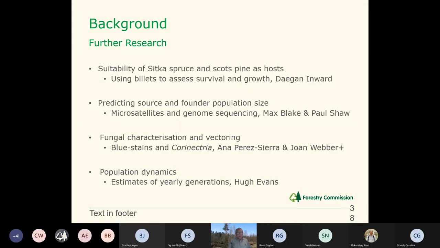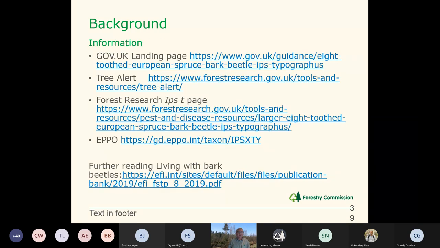There is certainly an awful lot of information I could provide on either the behaviour or on the survey work or on the detail of the eradication programme, but I really wanted people to understand the legislative framework we're working in and the controls that we have in place. There is great sources of information on the beetle itself and on the control measures with the landing page on the .gov website. Alan's already mentioned Tree Alert. The Forest Research Ips page is very detailed. The EPO page has got further information on distribution.